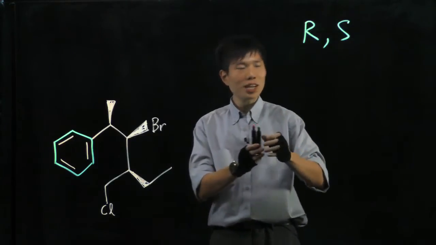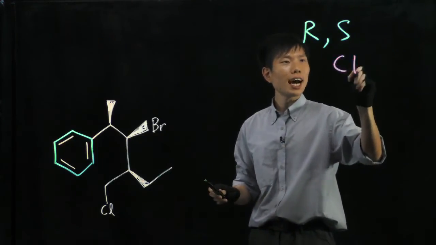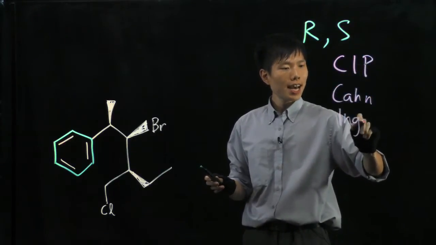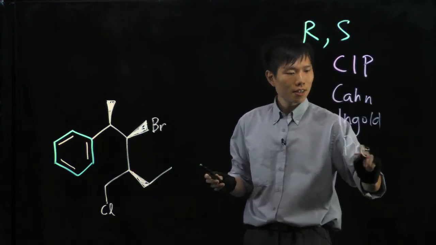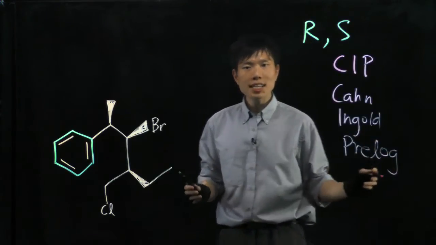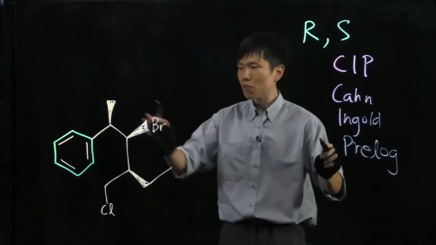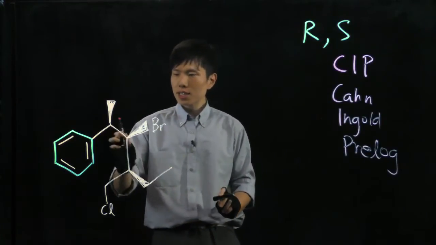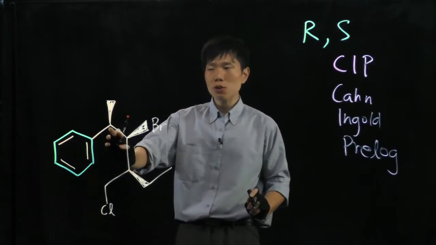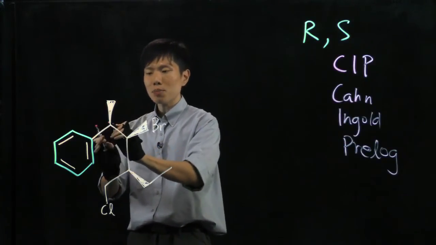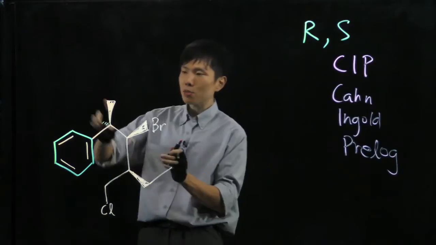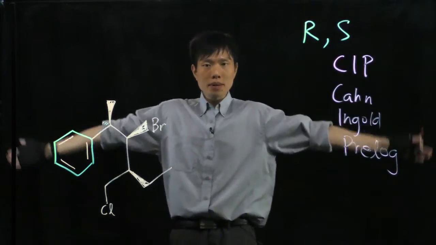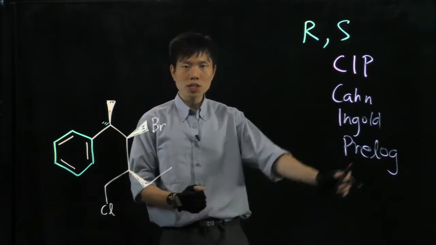Remember, these actually come from the CIP rule, the Cahn, Ingold, and Prelog rule, which means we have to assign the priorities around each of the groups around the chiral center. Let's take a look. 3 bonds are shown, so the last one automatically must be hydrogen. And because this bond says it points at you, and the other bonds are on the same plane, the last bond must be pointing to the back.